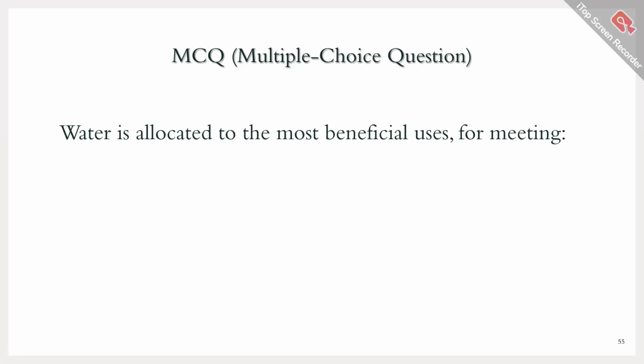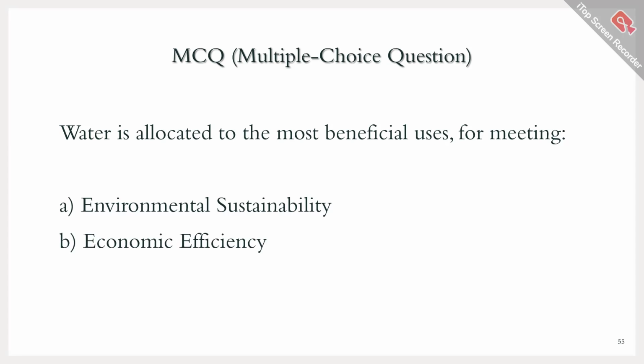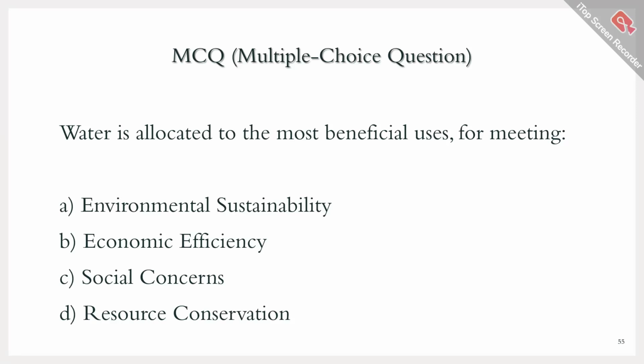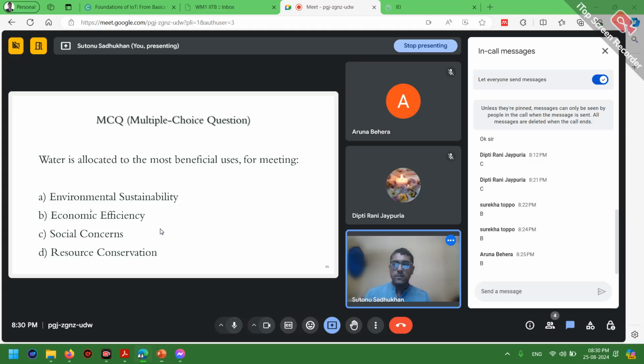Water is allocated to the most beneficial uses for meeting option A, environmental sustainability, option B, economic efficiency, option C, social concerns, and option D is resource conservation. Type the correct answer in the chat box. I'll wait for 1 minute.